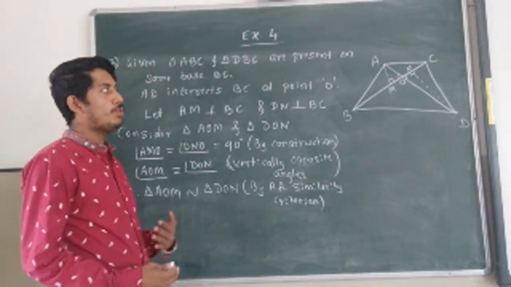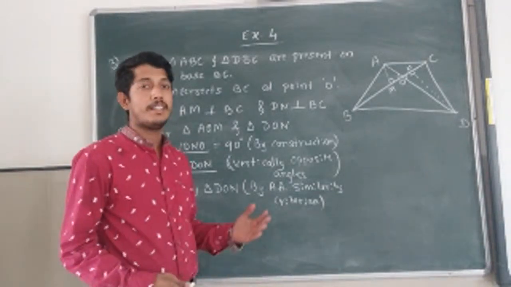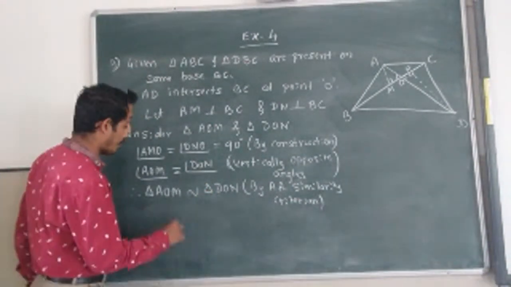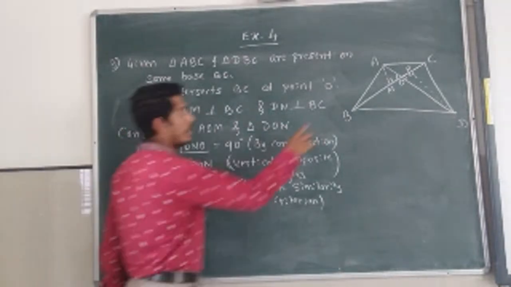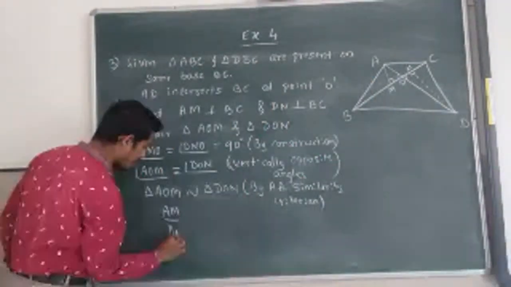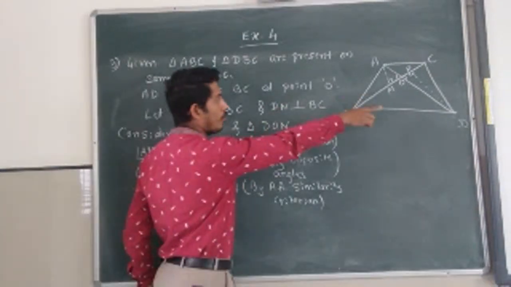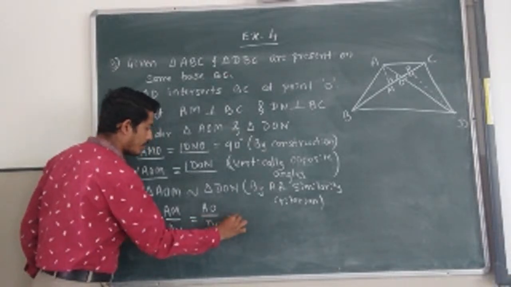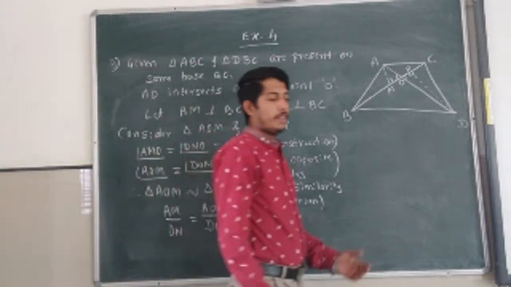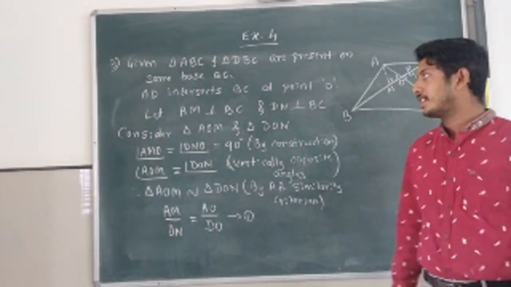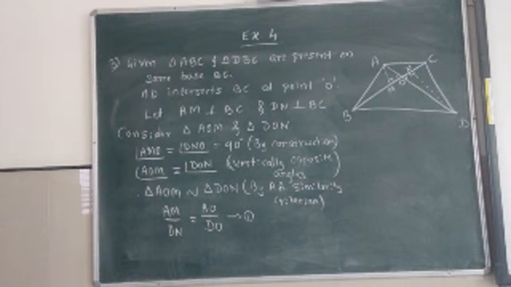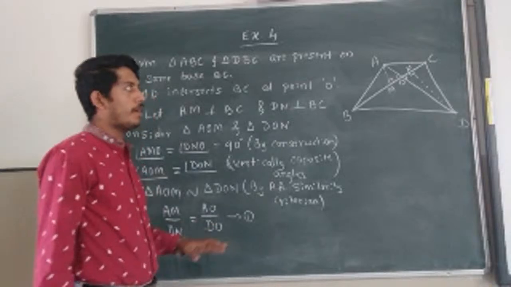When two triangles are similar, the side ratios are also equal to each other. Therefore, I will write AM divided by DN is equal to AO divided by DO. I will call this equation 1. So when two triangles are similar, the corresponding sides are in the same ratio. That's why AM divided by DN equals AO divided by DO.